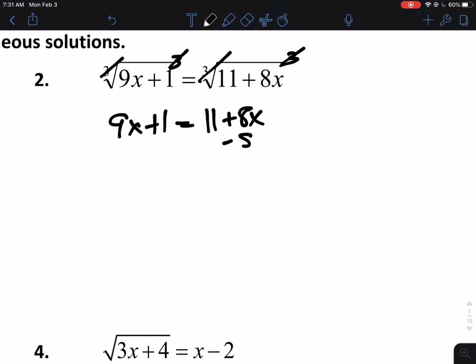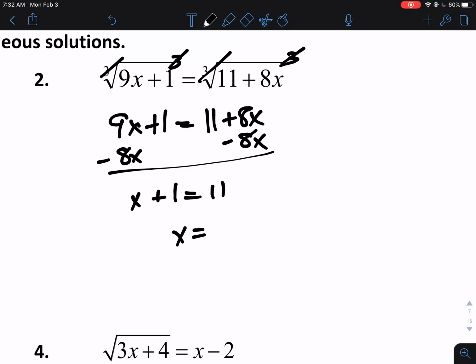Okay, so now let's start to solve. We'll subtract 8x from each side. That gets us x plus 1 is equal to 11. And we'll subtract 1 from each side. So x equals 10. And now we just have to double check that.